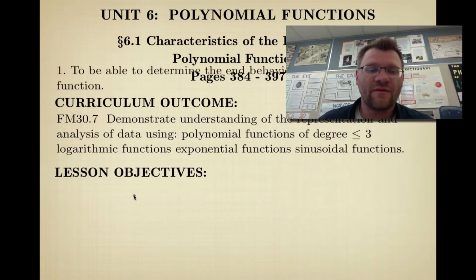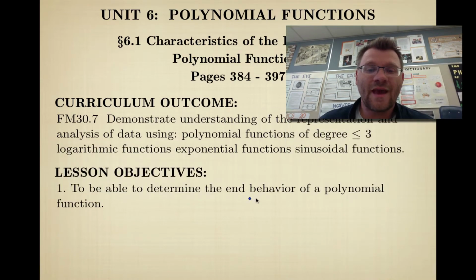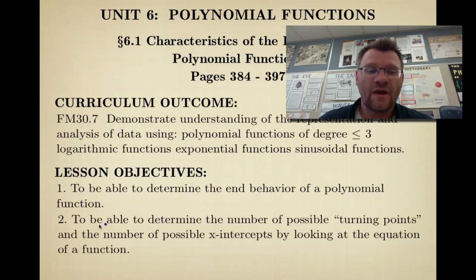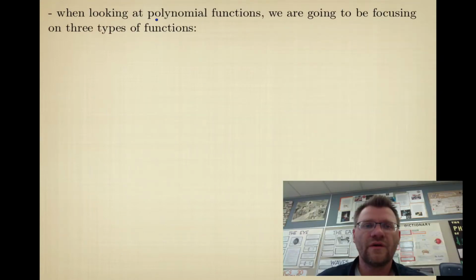And lesson objectives, number 1, to be able to determine the end behavior of a polynomial function. And number 2, to be able to determine the number of possible turning points and the number of possible x-intercepts by looking at the equation of a function. So when looking at polynomial functions, we're going to be focusing on 3 types of functions.